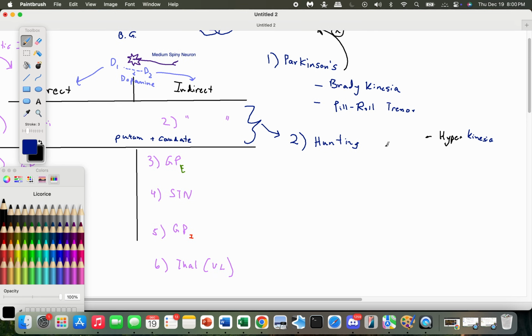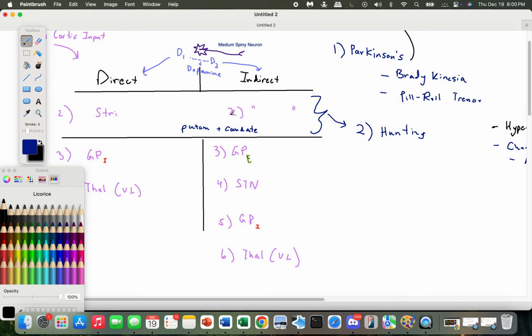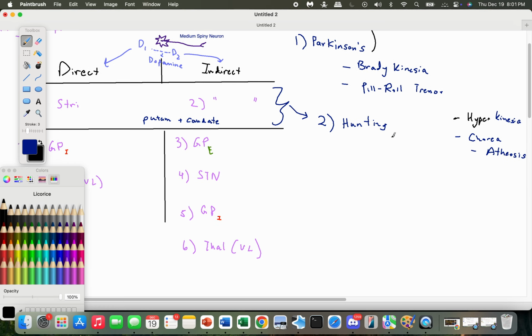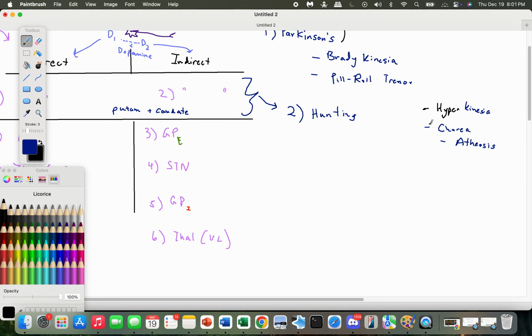And Huntington's disorder or disease is going to present with hyperkinesia, chorea, and athetosis. So again, if you're affecting the striatum, which is responsible for both the direct and the indirect pathway, then that explains why in Huntington's disease you get both chorea and athetosis and hyperkinesia, which are seemingly opposite presentations, but there's actually a specific reason as to why that is.